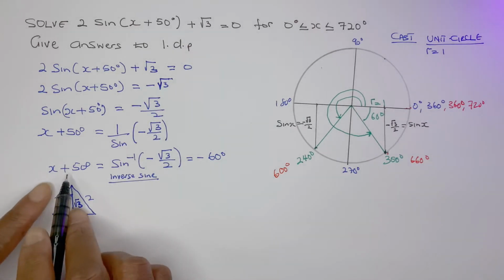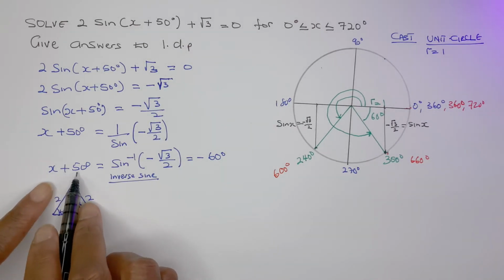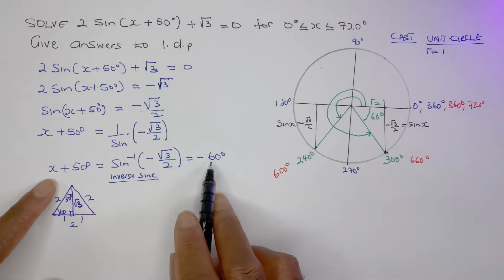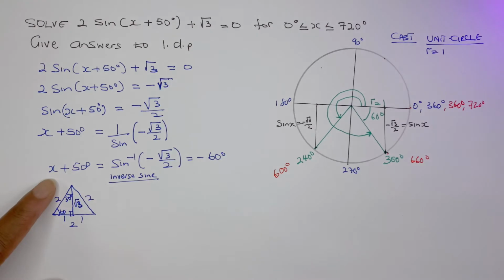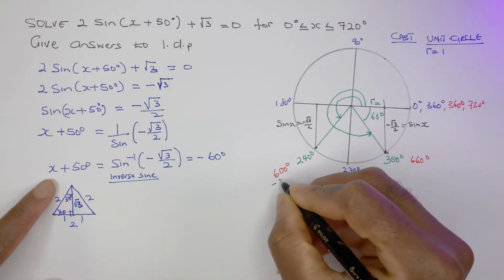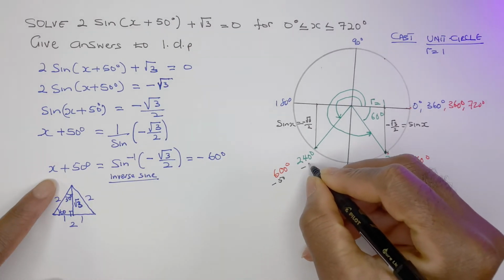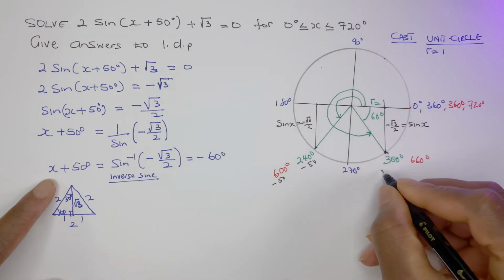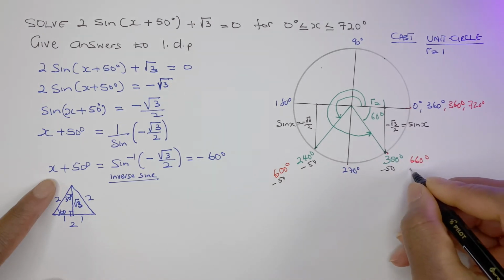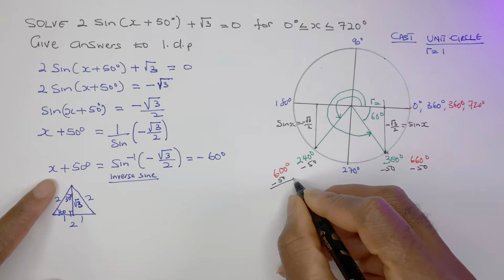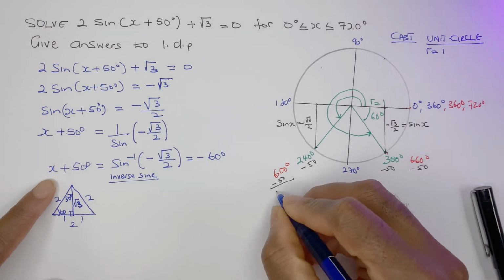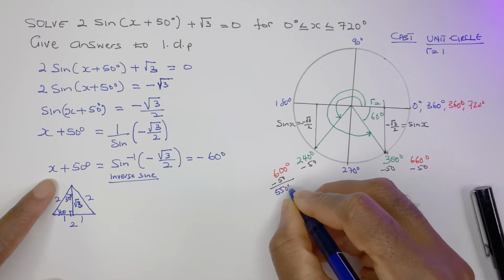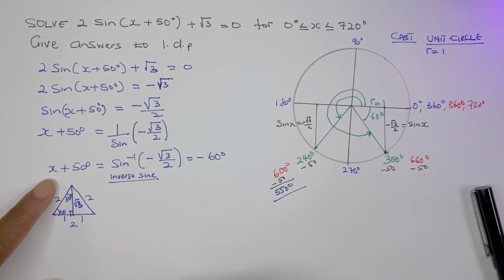But to find the x, I then need to say x equals the values I've got, take away 50 degrees. So I need to take away 50 from there, take away 50 from there, take away 50 from there, take away 50 from there. 50 from there, what does that give me? That gives me 550 degrees. So that's my answer for that one.